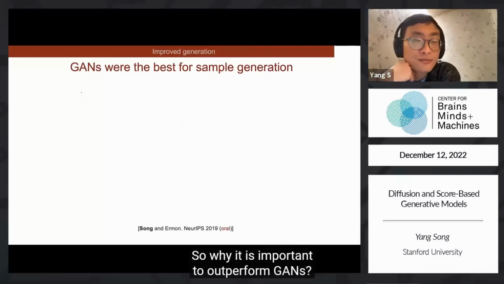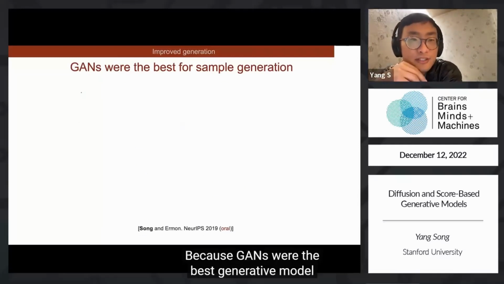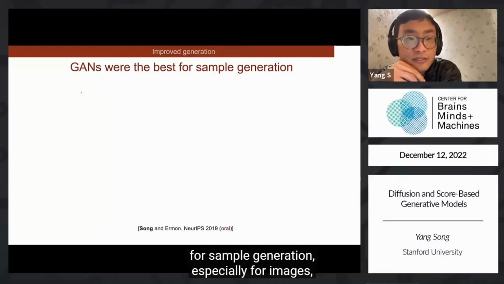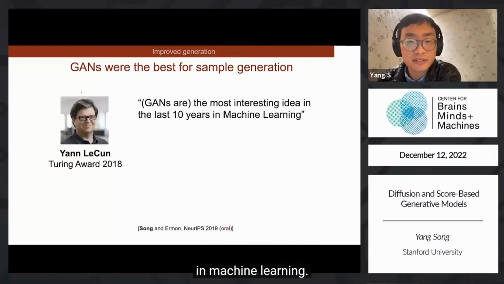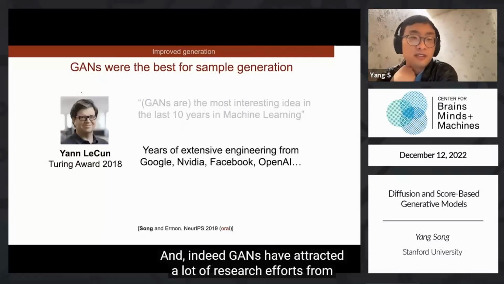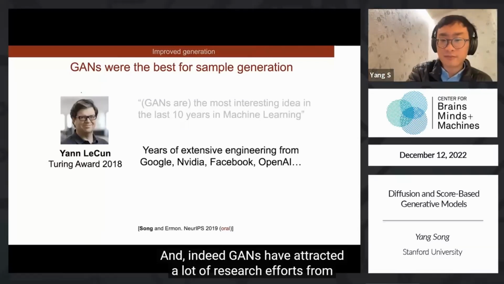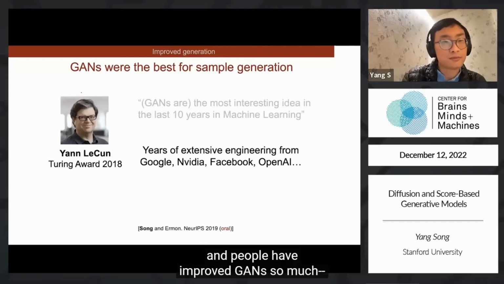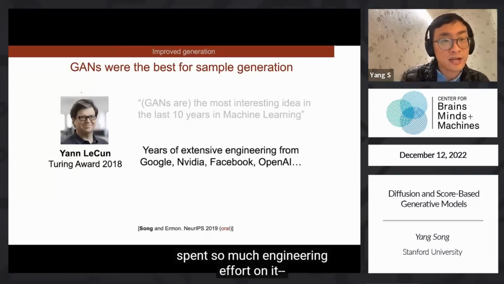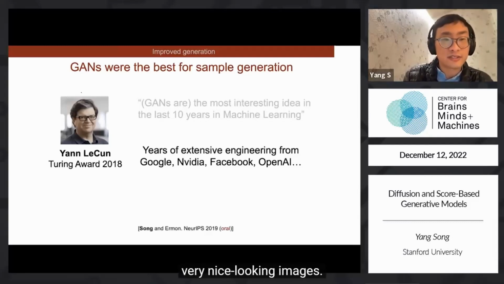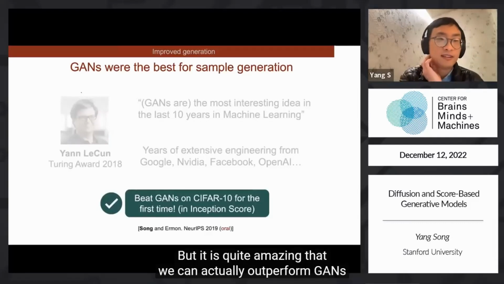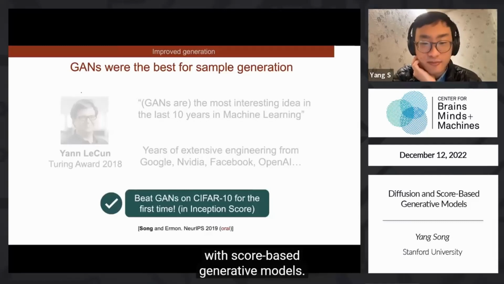So why is it important to outperform GANs? Because GANs were the best generative model for sample generation, especially for images, for quite a while. As the Turing Award winner Yann LeCun has said, GANs are the most interesting idea in the last 10 years in machine learning. Indeed, GANs have attracted a lot of research efforts from big corporations and universities, and people have improved GANs so much, spent so much engineering effort on it. It is amazing to see that GANs can generate very nice looking images. But it is quite amazing that we can actually outperform GANs with score-based generative models.